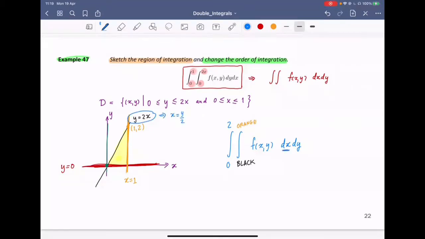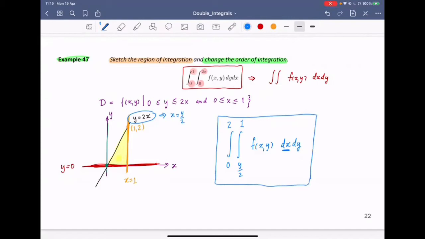This is dx first, so you start from x equal to y over 2, and then go to the orange one, which is x equal to 1. Good. And that is the answer.